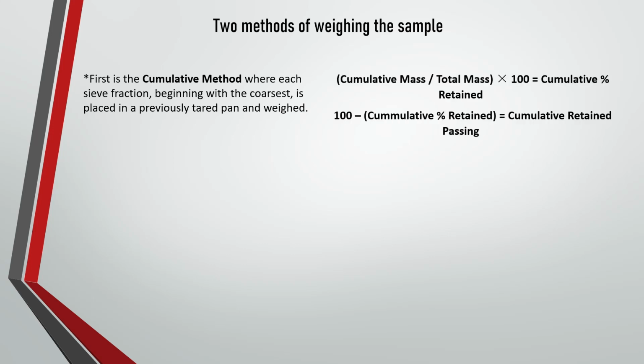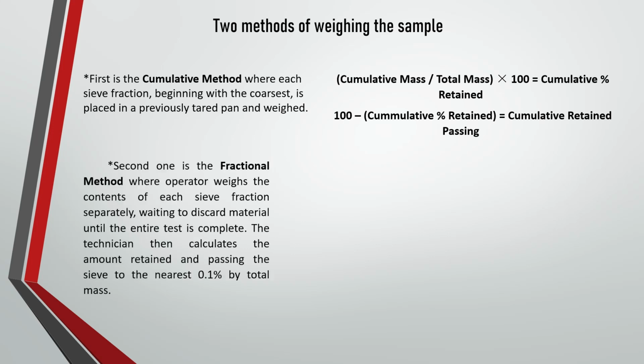In the cumulative method, as each retained fraction is added, divide the cumulative mass by the total mass of the sample and multiply by 100 to calculate percent retained. Then subtract the cumulative percent retained on a given sieve from 100 to calculate percent passing. The second one is the fractional method, where the operator weighs the contents of each sieve fraction separately, waiting to discard material until the entire test is complete.